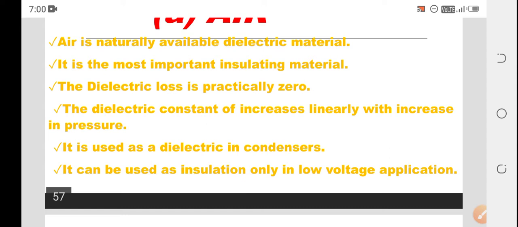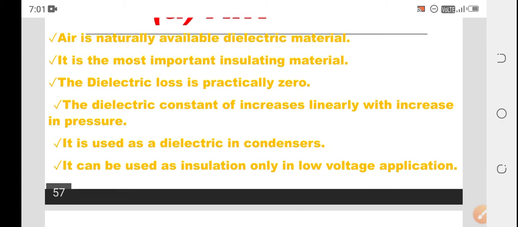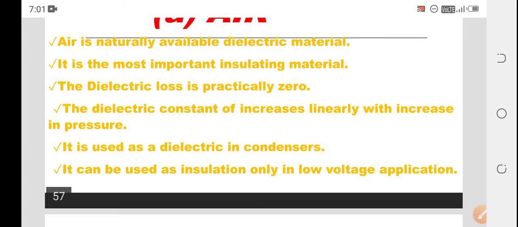The dielectric loss is practically zero. The dielectric constant increases linearly with increasing pressure. When pressure is increasing, dielectric constant is also increasing. It is used as dielectric in condenser. It can be used as insulation only in low voltage application. So this is about the air, which is a gaseous dielectric material.